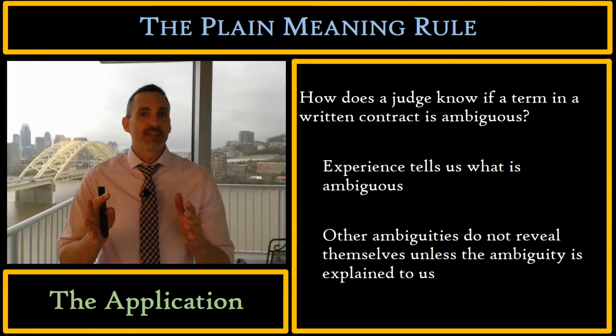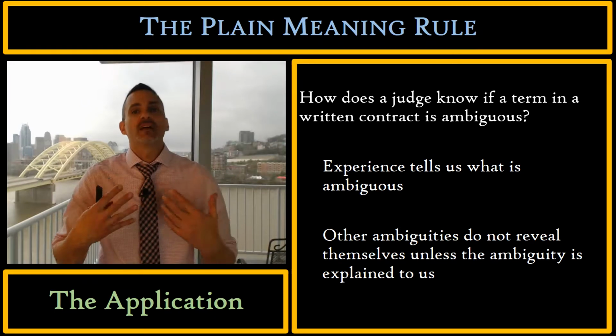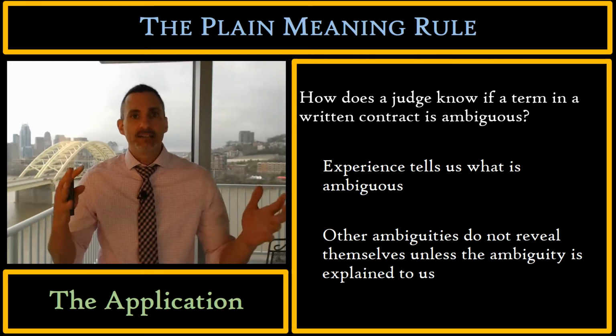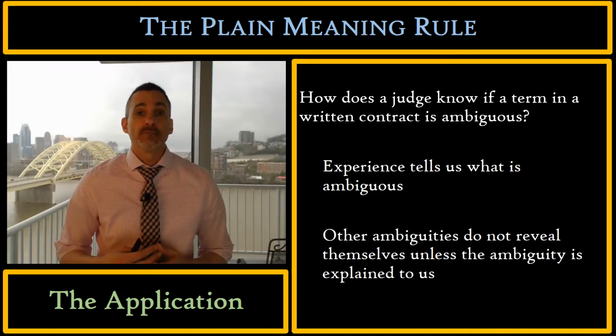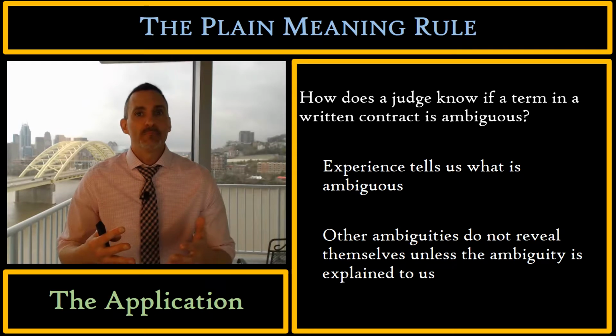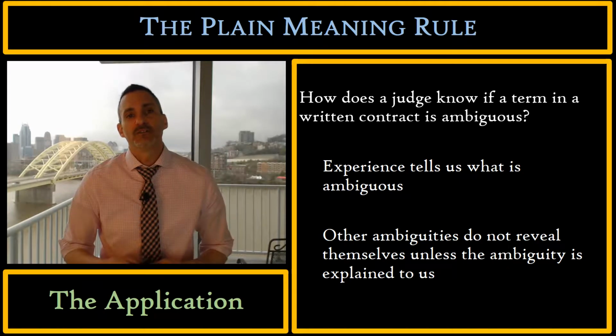How do you know that something is ambiguous or not? Well, experience, right? There are just certain things that we all know are ambiguous without any type of explanation. There are other things that are not ambiguous until someone explains the ambiguity to us. Let's look at a couple of examples of this.